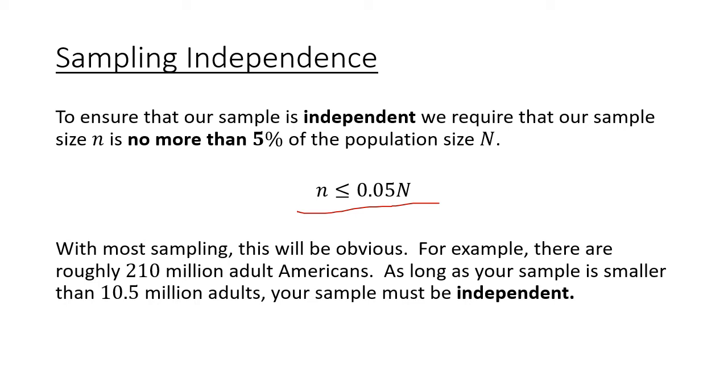Most of the time you don't really have to go through this step because, for example, there's roughly 210 million adult Americans. And so what's 5% of 210 million? Well, 10.5 million. And are you going to get 10.5 million adults to actually answer your question? Well, not really likely. So obviously your sample is going to be independent. Similar for things like college students. There's 76 million college students in America. So is your sample going to ask enough people that it's more than 5%? Well, probably not.